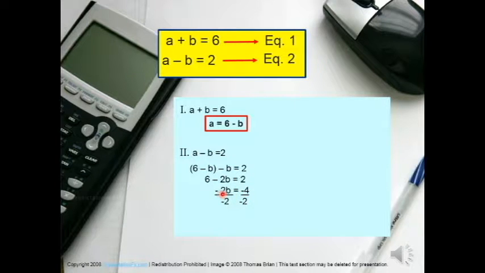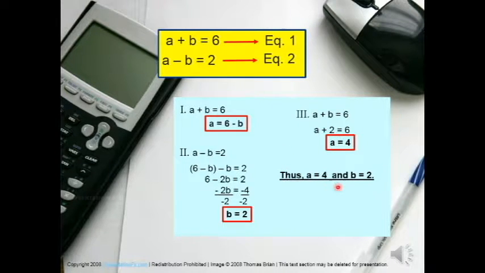Divide both sides by 2 to get the value of b. So, b equals 2. Substitute the value of b in equation number 1. A plus b equals 6. Then, a plus 2 equals 6. Subtract both sides by 2 to get the value of a. A is 4. Thus, a equals 4 and b equals 2.